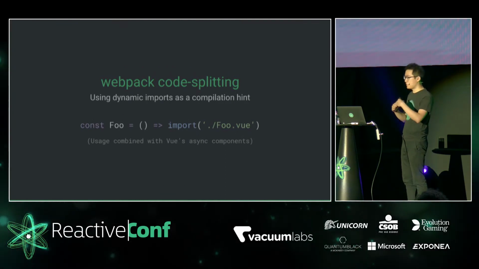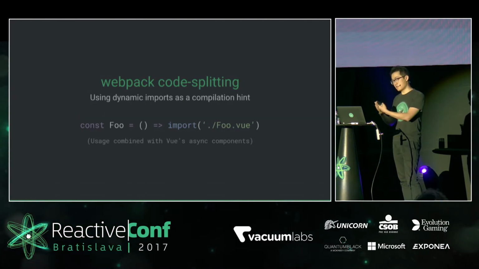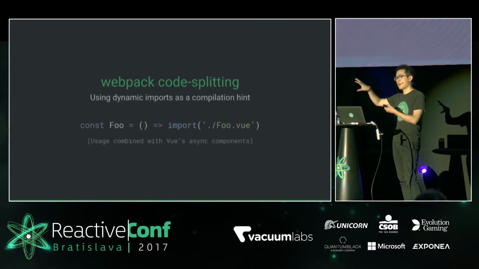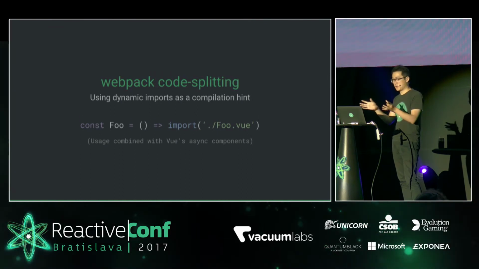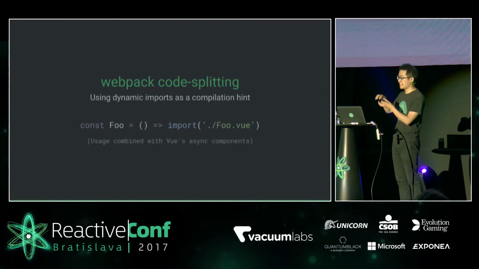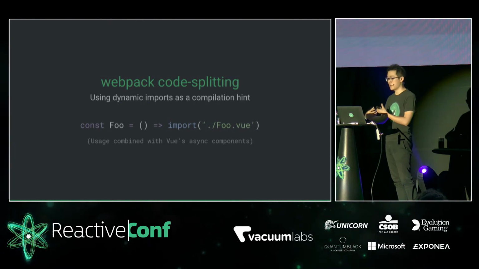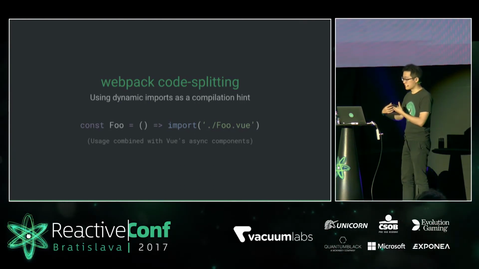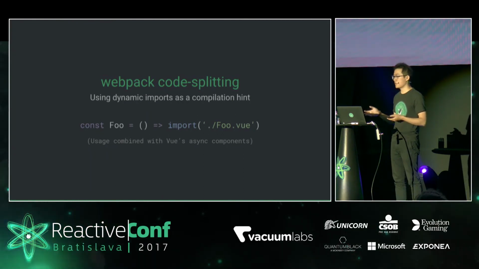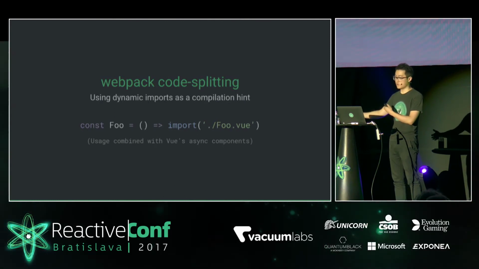Whenever Webpack's parser sees the dynamic import syntax, it will convert it into an AJAX request, which fetches the content. It also splits your output code into two pieces. And then it includes a runtime piece of code that is responsible for fetching the asynchronous part and returning it to you as a promise. And this is the usage combined with Vue's async components. This is essentially how you would turn a Vue component into an asynchronously fetched one if you use Webpack.